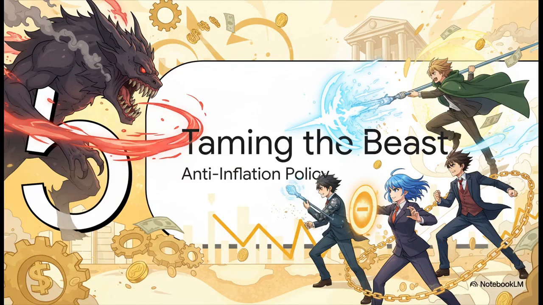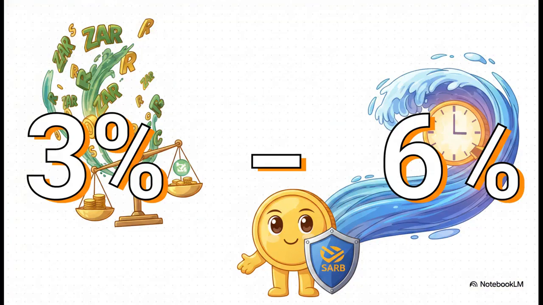Section 5. Taming the Inflation Beast. Anti-inflation policy. So how do central banks practically fight back against both types of inflation? 3 to 6%. That right there is the specific inflation target range adopted by the South African Reserve Bank, or SARB. It's really important to understand that modern central banks usually do not aim for 0% inflation.